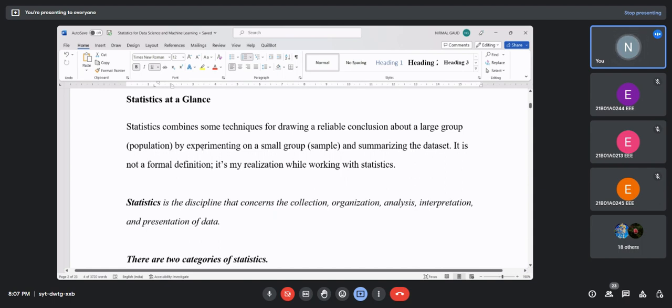Okay. So what does statistics mean? Statistics combines some techniques for drawing a reliable conclusion over a large group of data. I need to conclude something over a data. So who is going to help me give a conclusion over the data, that this distribution of data is likely to be this? Who is going to give me that, and how can I apply it and give an answer? See, I have a large group of data. So a large group of data is called a population.